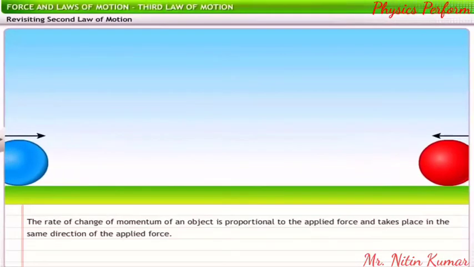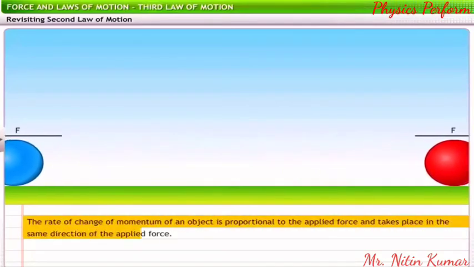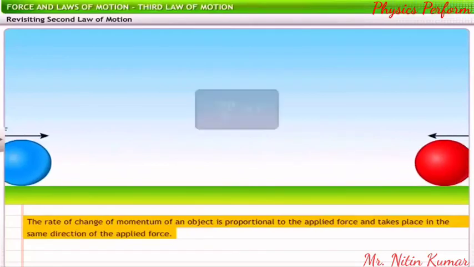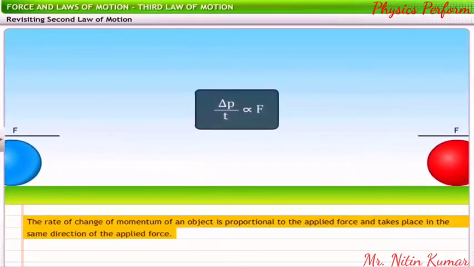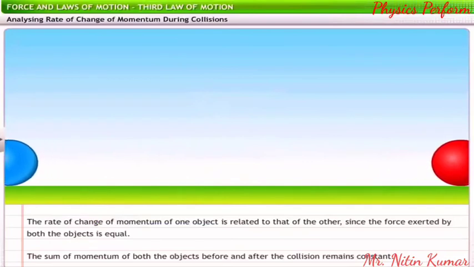In the third law of motion, you see two equal forces acting simultaneously against each other on two objects when an event such as collision occurs. However, according to the second law of motion, the rate of change of momentum of an object is proportional to the applied force and takes place in the same direction of the applied force.